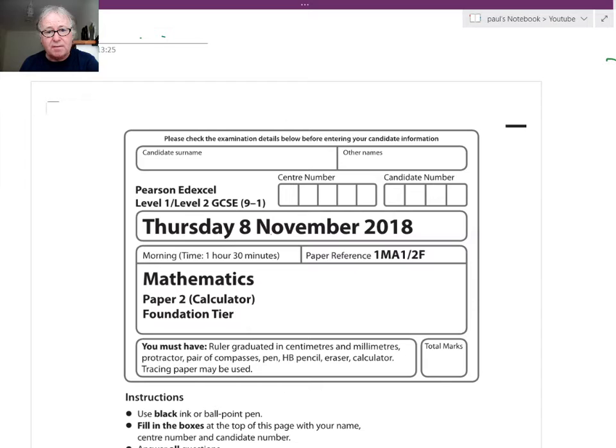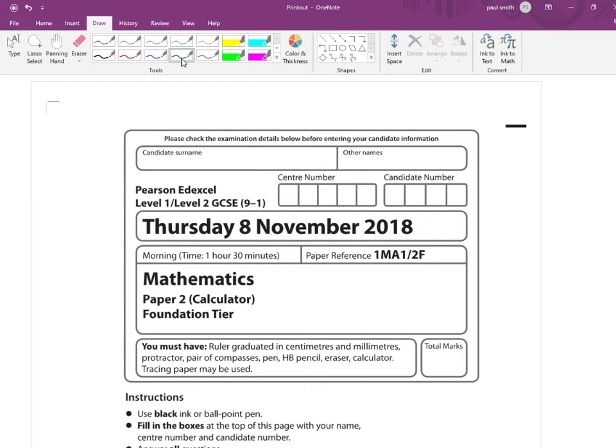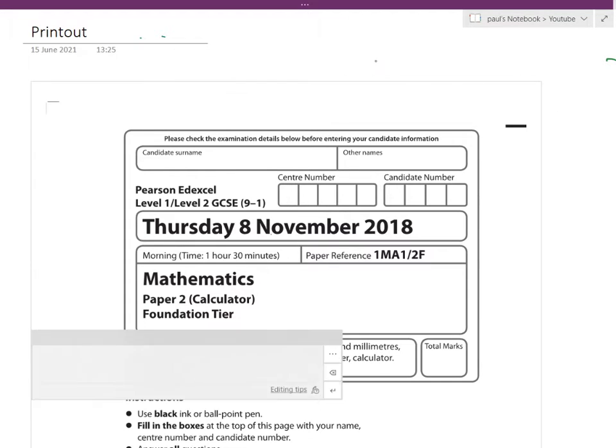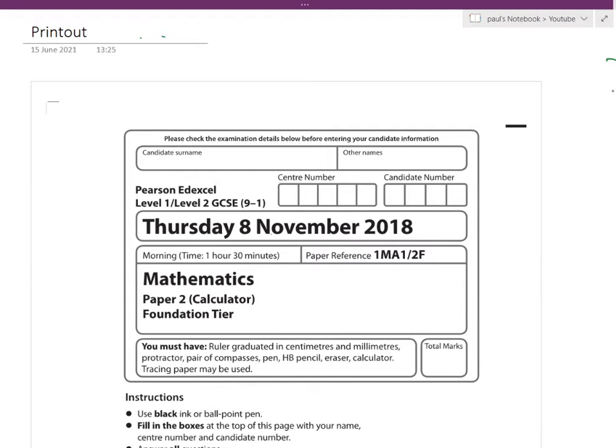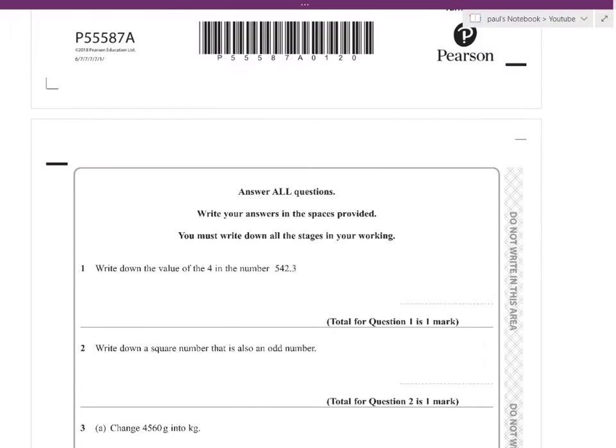Right, Edexcel, November 18, Foundation, Calculator Paper 2. Let's see what we can do with this one. I think this is the last of the Edexcels I'm doing. I don't know. Have a look. So, once I get this bit to go, it will eventually... Oh, here we go.